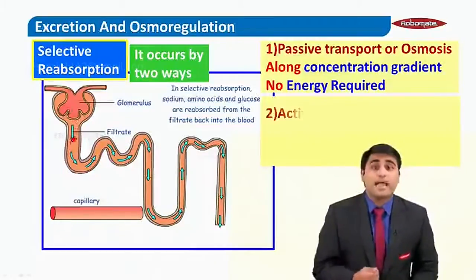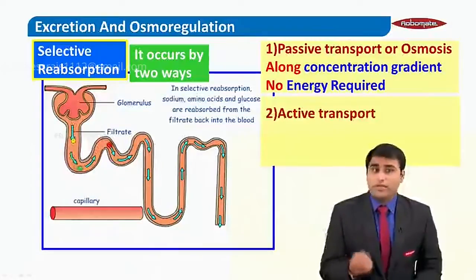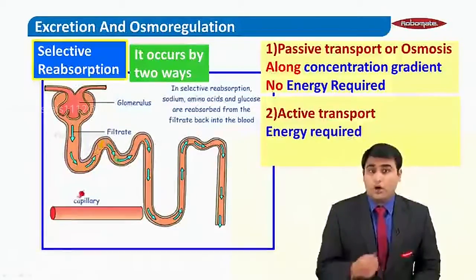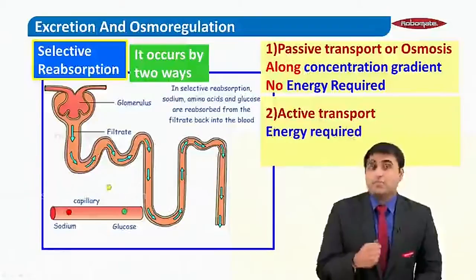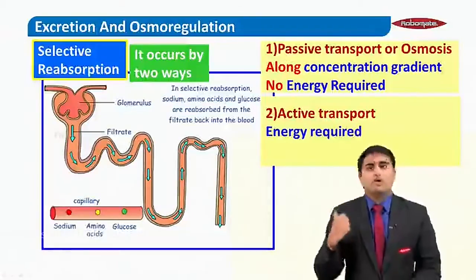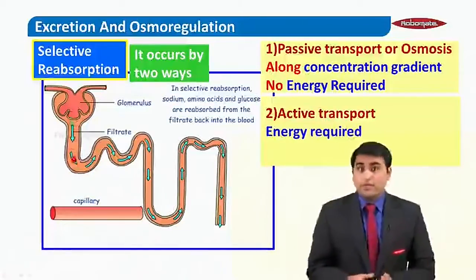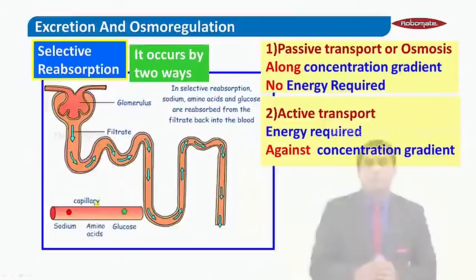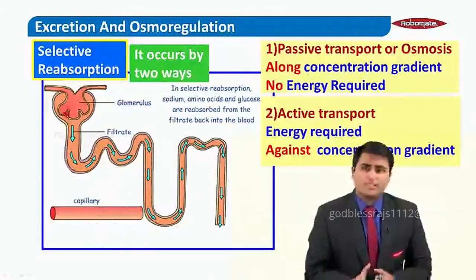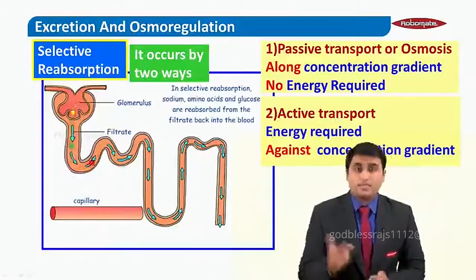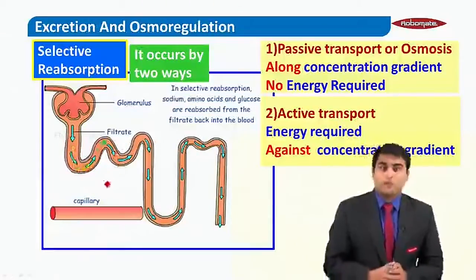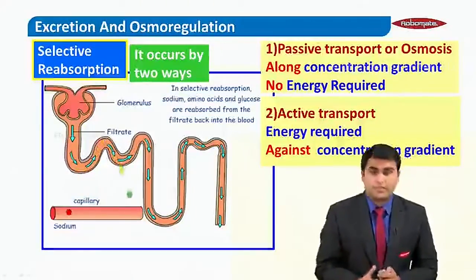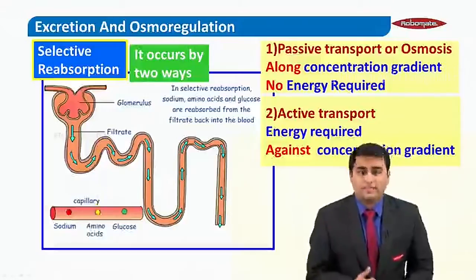Yes, that is active transport. Now here there is absorption of useful substances from low concentration gradient to high concentration gradient. Now here there is movement of substances against the concentration gradients. That's why active transport requires energy which is in the form of ATP. So these are the 2 types of absorption methods in selective reabsorption, that is passive transport and active transport.